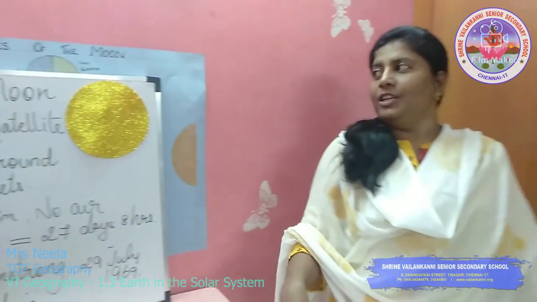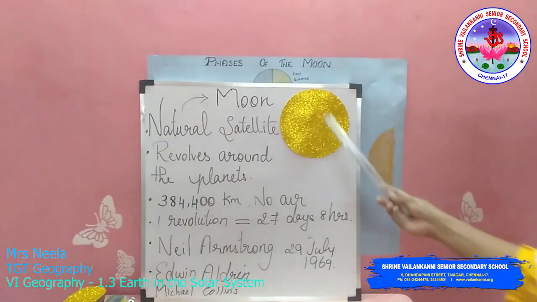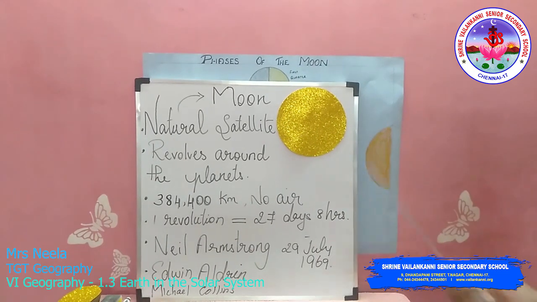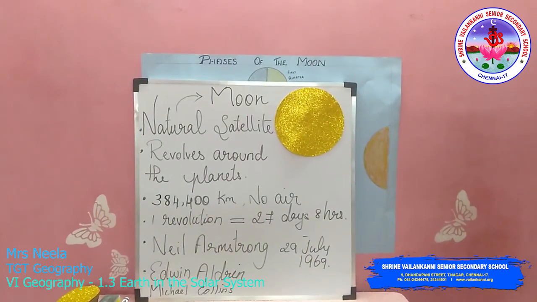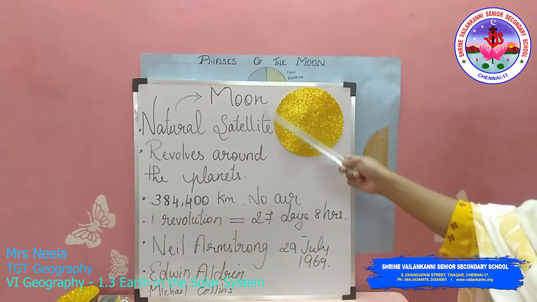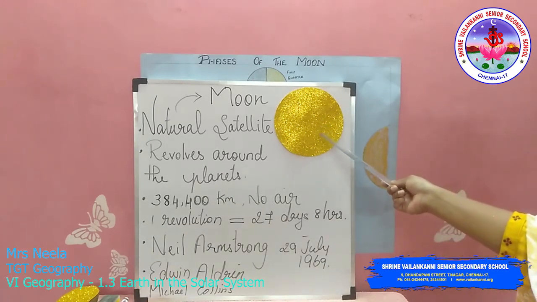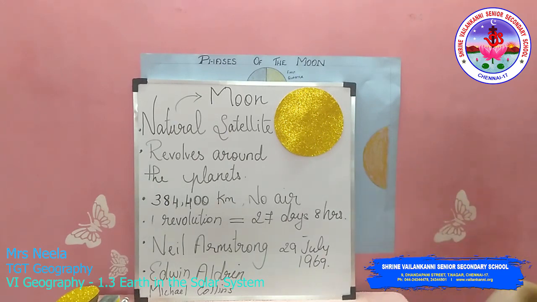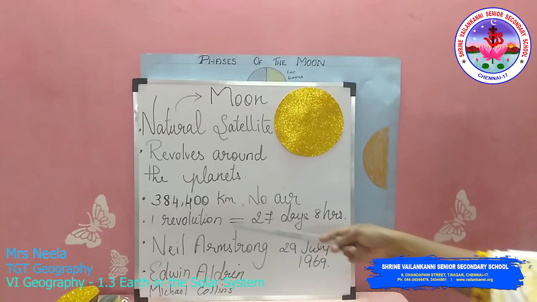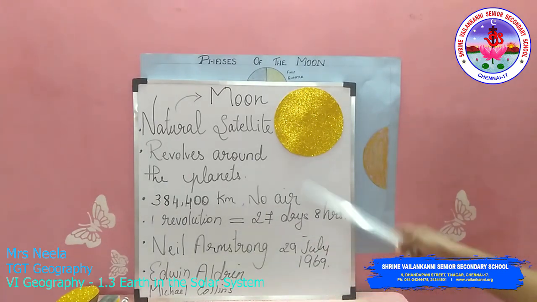Children, today we are going to see about the moon and the phases of the moon in detail. The moon is also called the natural satellite. It revolves around the planets. Now we are taking the Earth's moon. It is 3,84,400 kilometers away from the Earth, and there is no air on the moon.